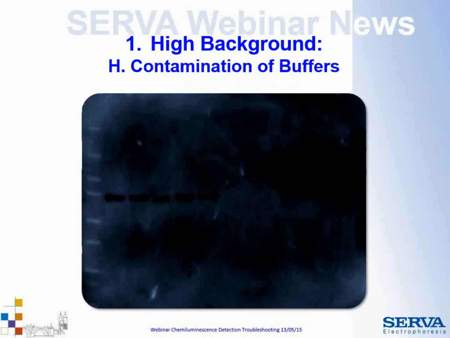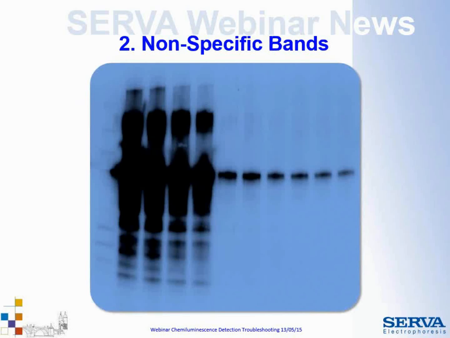So another cause for high background is contaminated buffers. Due to the substances used in blotting, these buffers tend to be contaminated with bacteria or fungi. So if you are in doubt, just use fresh buffers, because this will be more time-saving than starting a completely new Western blot because your first try was not good enough.